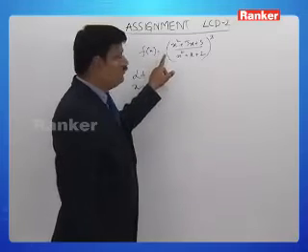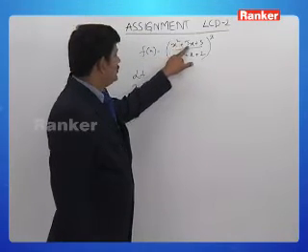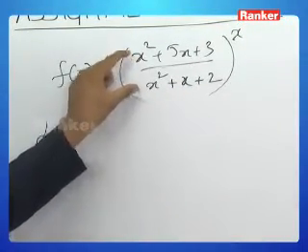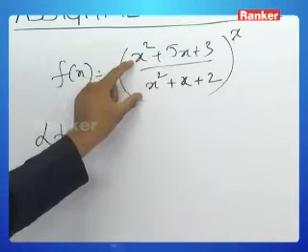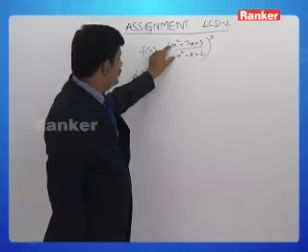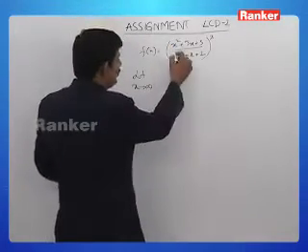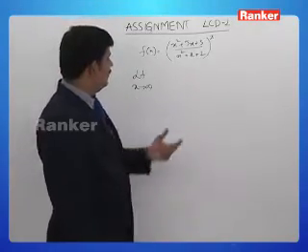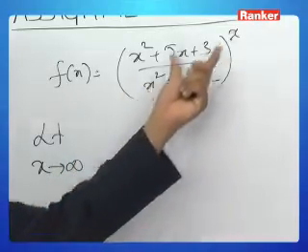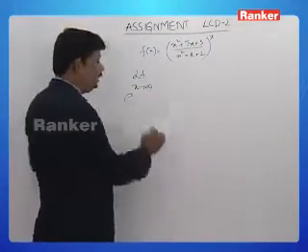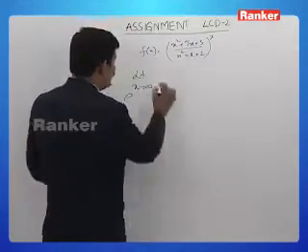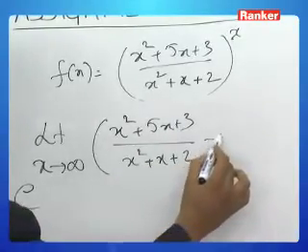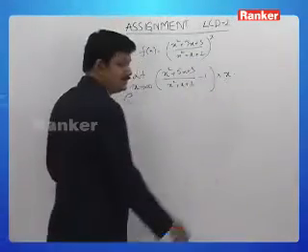Now, as x tends to infinity, we can see x square plus 5x plus 3 divided by x square plus x plus 2 tends to 1. As x tends to infinity, numerator and denominator are both polynomials of same degree. So this answer will be coefficient of x square in numerator divided by coefficient of x square in denominator, which is 1, and power is x, which is tending to infinity. So it is 1 power infinity form. And whenever we get a 1 power infinity form, limit x tending to a f of x power g of x, we can write it as e power limit x tending to a of f of x minus 1, that is x square plus 5x plus 3 divided by x square plus x plus 2 minus 1, into g of x, which is x.